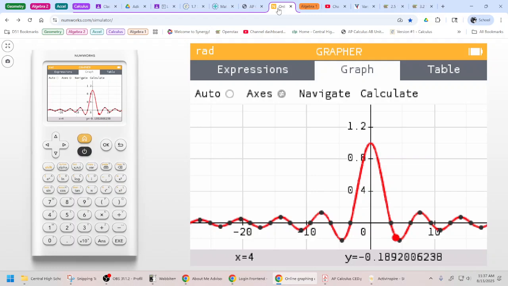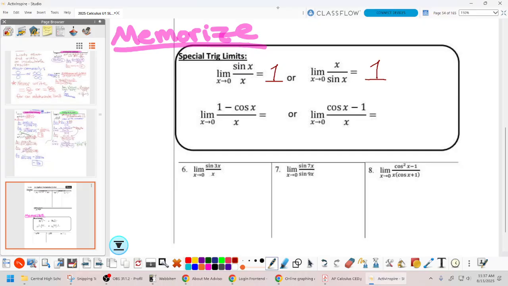Do you see how we're coming up here to 1? It's kind of defaulting to a weird scale, but as we approach 0, the limit is 1. Okay? So now you see it graphically at least.